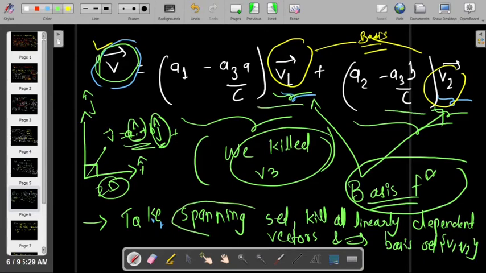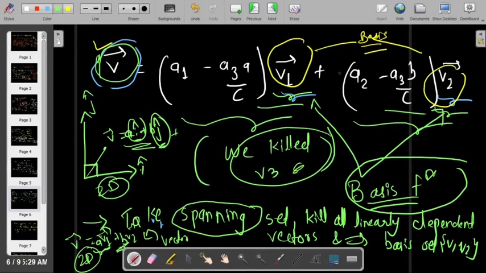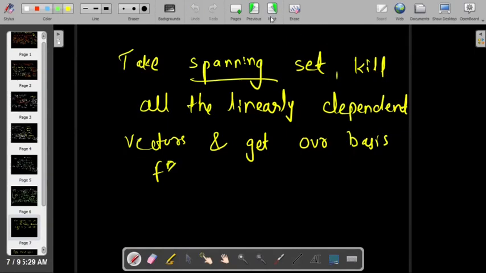So what is a spanning set? Why do we call this a span? As the name suggests, we know that v is represented as v1 and v2, where this will be some constant a and this will be some constant b. By varying these constants, we can span our entire vector space, our entire 2D vector space here, because we have just a 2D vector space. That's why we call it that. Take the entire spanning set. At first we have v1, v2 and v3, but we killed the linearly dependent vector, that is v3 over here, and at the end we are left with v1 and v2, which is nothing but our basis set, or v1 and v2 are our basis functions. Clear?